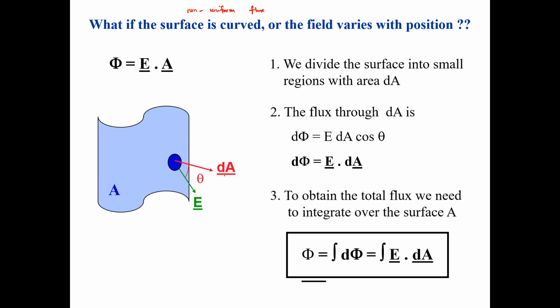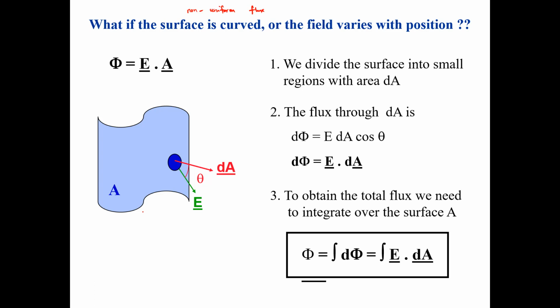Alright. Now, the flux through dA is equal to this one. Since we only consider a small piece, the flux passing through that area, which we denote as d phi, is equal to E times the area dA times cosine theta, where theta is of course the angle between dA and E.